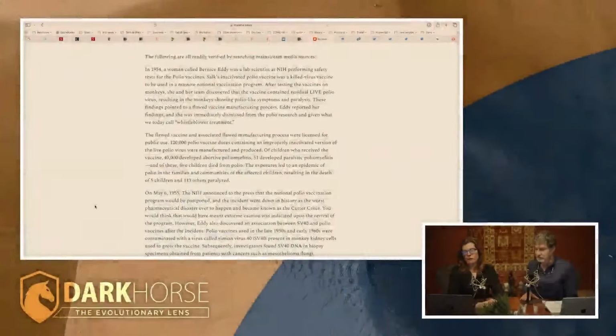Yep. You want to... yeah, just her third paragraph here. The flawed vaccine and associated flawed manufacturing process were licensed for public use. This was back in 1954 or thereabouts, mid-20th century. 120,000 polio vaccine doses containing an improperly inactivated version of the live polio virus were manufactured and produced.